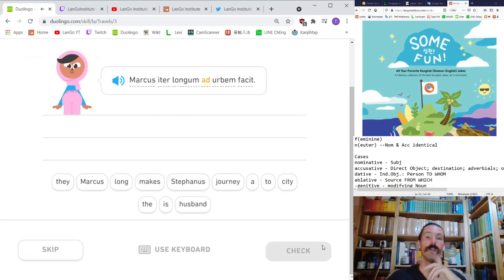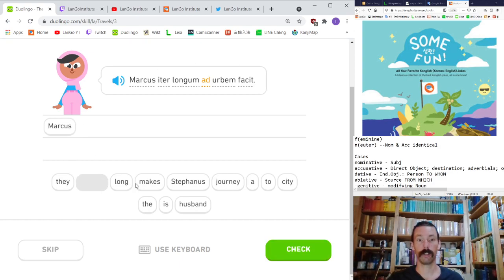Marcus iter longum ad urbem facit. Marcus, subject, iter longum, object of the verb, ad urbem facit. He makes a long journey to the city.